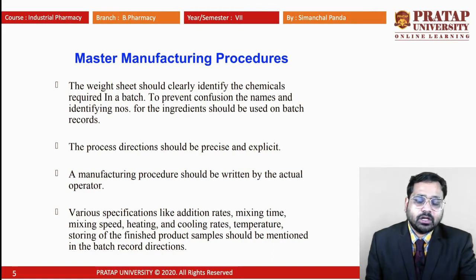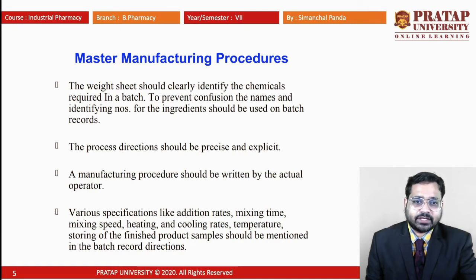In that record, there are different parameters, as I told for the tablet: friability, weight variation, disintegration, hardness. All those records are mentioned. For the quality control process, they can add the dissolution rate and other parameters which are included in the batch.